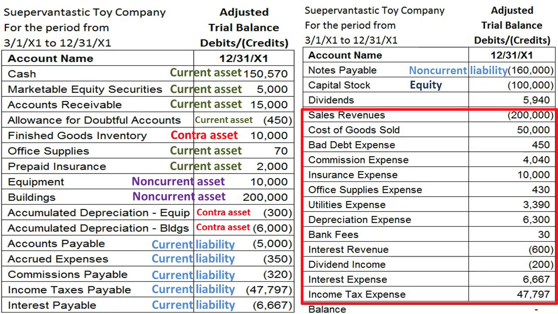Those are the temporary accounts that appear in the income statement, and dividends, which appears in the statement of retained earnings. It's these accounts that we're going to close and put into retained earnings.